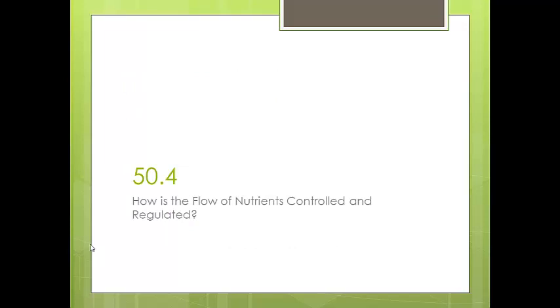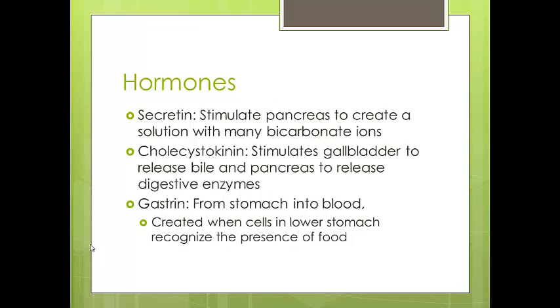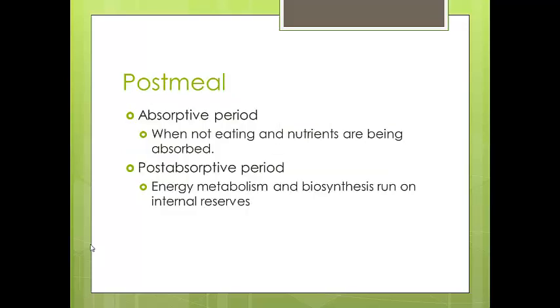How is the flow of nutrients controlled and regulated? There are many hormones, one of which, secretin, stimulates the pancreas to create a solution that has many bicarbonate ions. Cholecystokinin stimulates the gallbladder to release bile and the pancreas to release digestive enzymes, for example when fat enters the small intestine. Gastrin is released from the stomach into the blood when cells in the lower stomach recognize the presence of food, creating the feeling of satiation.